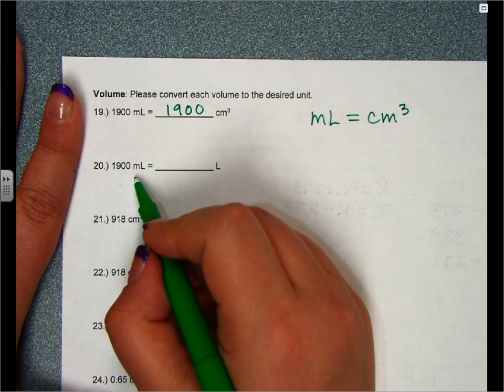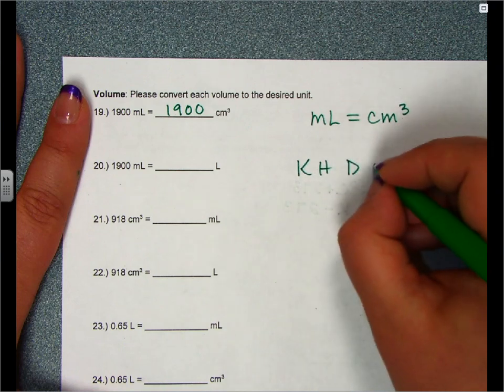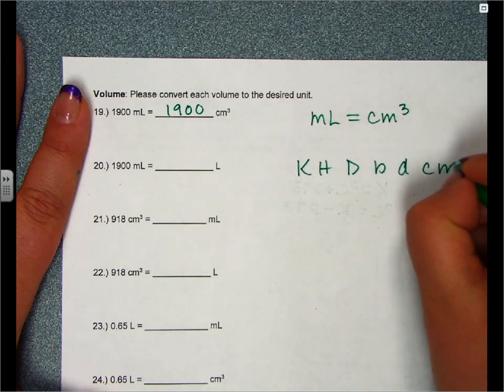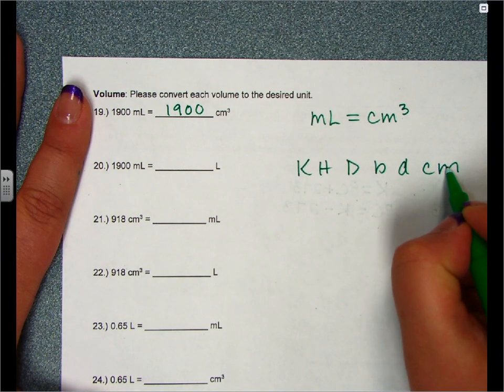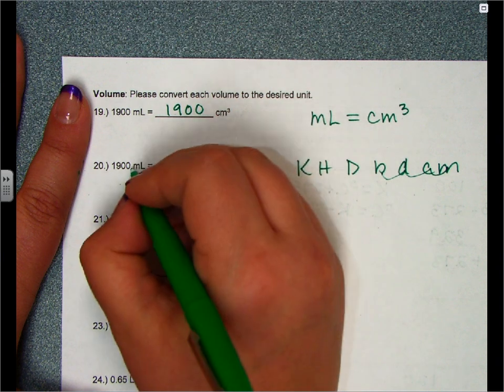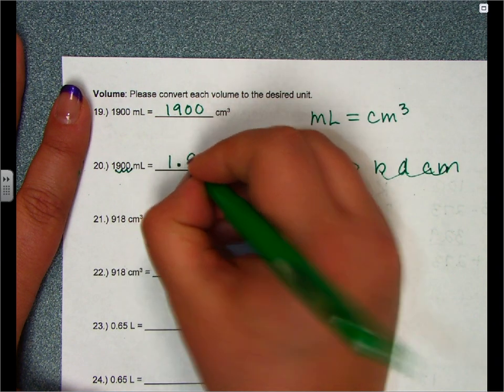Now I have milliliters for number 20, looking for liters. So this is where I would use my metric chart. King Henry died by drinking chocolate milk. I have milliliters, which is right here. Trying to go to liters, which is a base unit. 1, 2, 3. And I get 1.9 liters.